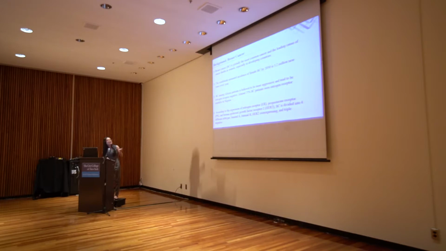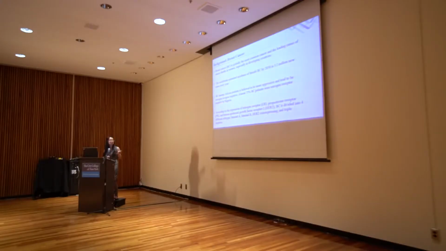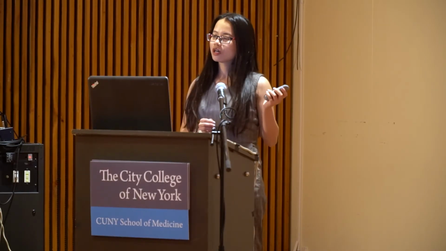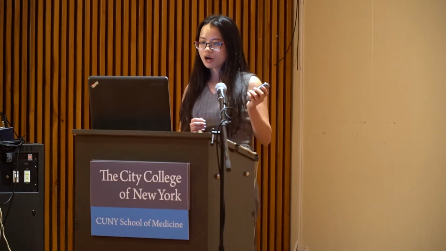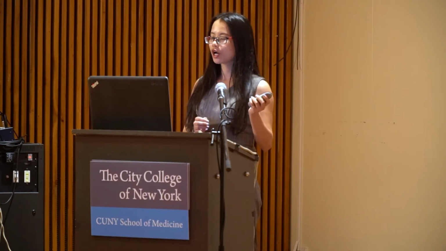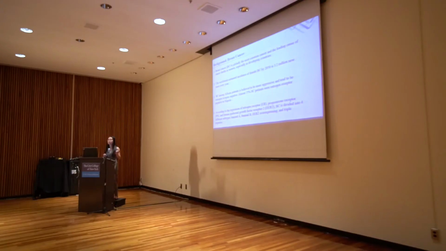As McDowell and Christine already talked about the importance and the severity of breast cancer, I will not repeat that. But I do want to mention that breast cancer among African American patients is believed to be more aggressive and tends to be estrogen receptor negative. Regarding the subtypes, according to the expression of estrogen receptor, PR, and HER2, breast cancer is divided into 4 different subtypes: luminal A, luminal B, HER2 overexpressing, and triple negative. There are other classifications, but these are the most commonly used.